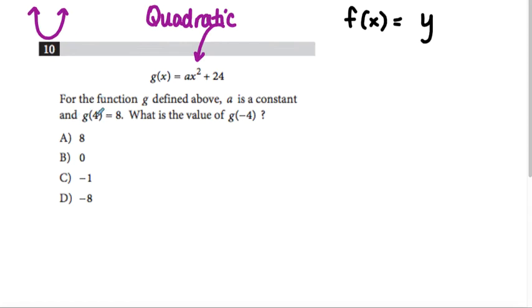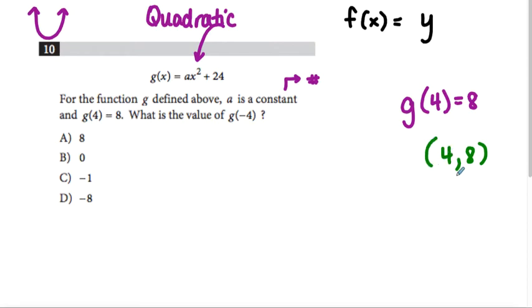In this one it says for the function g defined above, a is a constant. That just means that it's a number, not a variable. And g at 4 equals 8. What is the value of g at -4? Well, if you've watched my function videos, or if you've finished Algebra 2, you should know that g at 4 equals 8 represents the coordinate point 4, 8, with 4 being the x, or the input, and 8 being the y, or the output. And it wants us to find the value of g at -4.